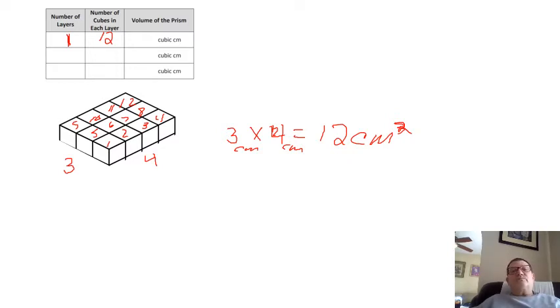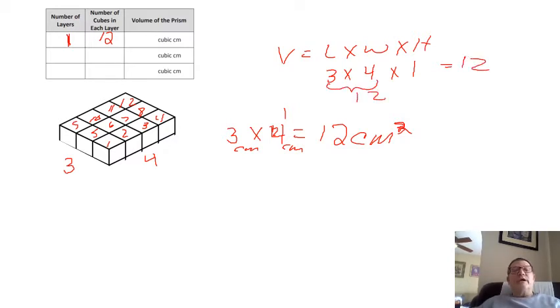Now, since this is one layer, and like we talked about in the previous one, volume equals length times width times height, we know the length was 3, the width was 4, and the height was only one floor. So 3 times 4 is 12, times 1 gives us 12. So this first layer has not only an area of 12 centimeters squared, it has a volume of 12 cubic centimeters.